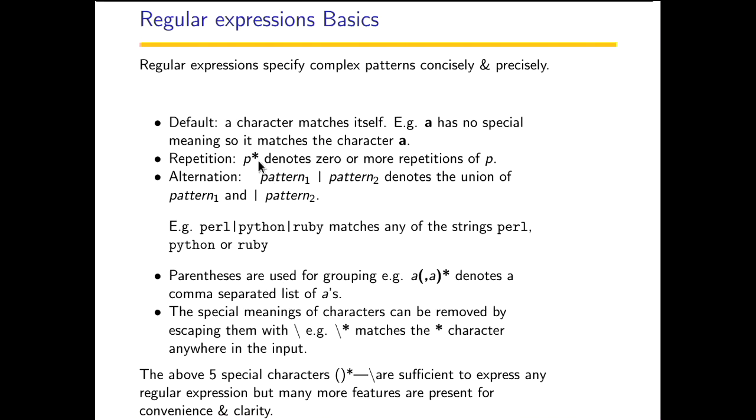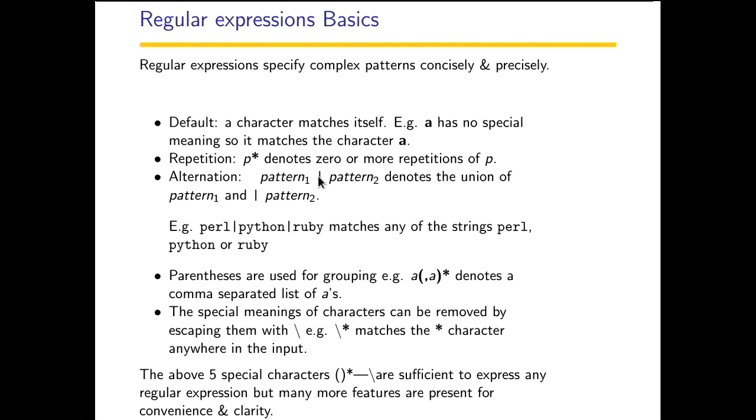But asterisk in a regular expression means 0 or more repetition. So P asterisk means 0 P's, 1 P's. So yes, P asterisk denotes a set. The set includes the empty string, the string of 1 P, the string of 2 P's, the string of 3 P's, and so on. And in fact, it denotes an infinite set. So a string containing 1,000 P's in a row, yes, that's in the set. That's one special character for you.